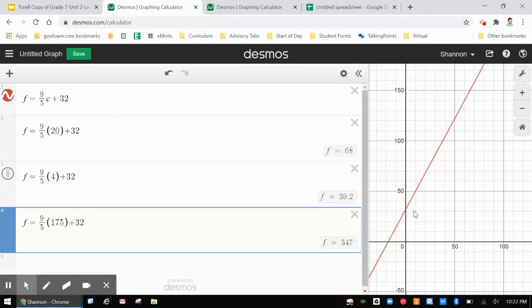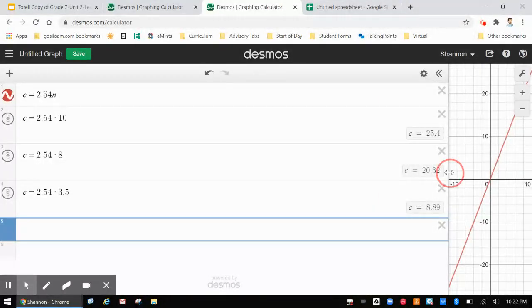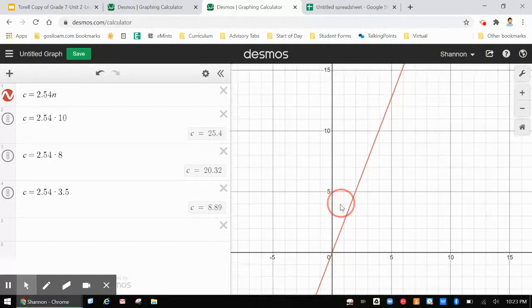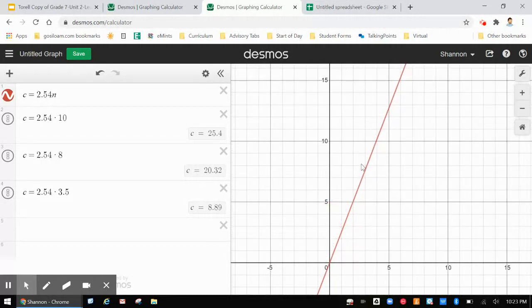Because one thing about proportional is it goes through the origin. This is that first one we were doing right here. F is equal to 9/5 C plus 32 on that temperature conversion. It does not go through 0, 0. So this one is not proportional. But then when we looked at this next one, this one does. So it keeps the constant rate no matter where we go on it. It is proportional and it goes through the origin.